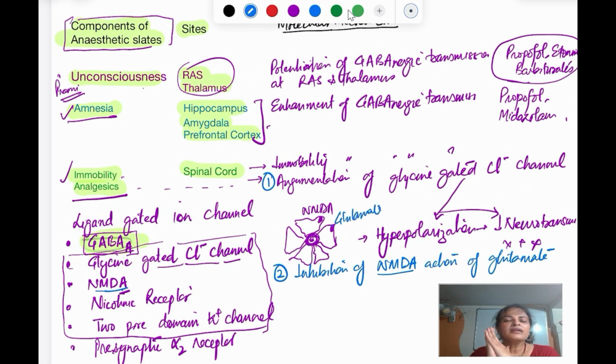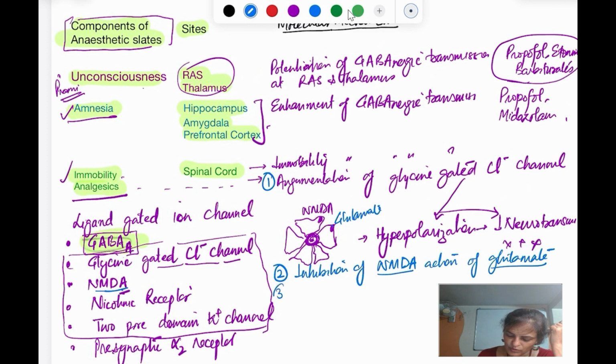There will be a conformation change, and there will be inward movement of the calcium. That leads to depolarization. लेकिन अगर हम इसको inhibit कर देते हैं, then what will happen? With the inhibition of this, general anesthetics are going to inhibit the action of glutamate on this NMDA receptor. Then there is no inward movement of the calcium. So again inhibitory action, ये हो गया number two.